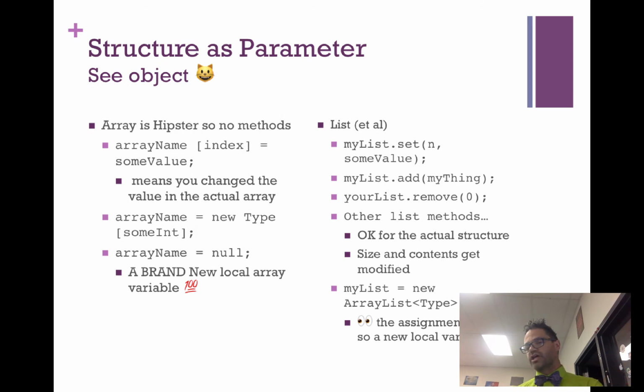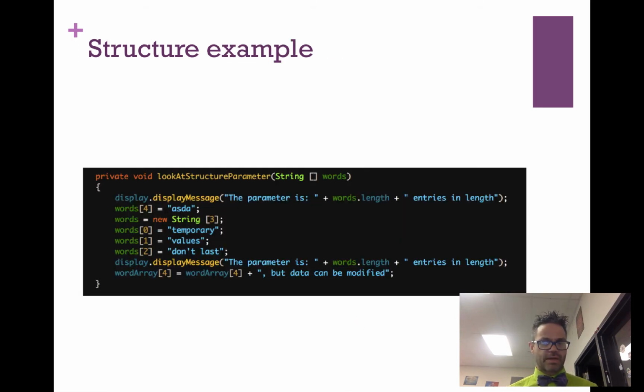Okay. On the other side, however, we have our lists. And so we have mylist.set, mylist.add, mylist.remove, mylist.addAll. Those are mutator methods. They actually affect the list. Yay, the list gets changed. The size gets updated, decreased, or whatever. Makes that happen. No big deal. However, if I do mylist equals new ArrayList of type, then at that point, I have a brand new list because it's a brand new local variable. Because again, I'm using that assignment operator. And if I ever see the assignment operator, new local variable. Boom, there we go.